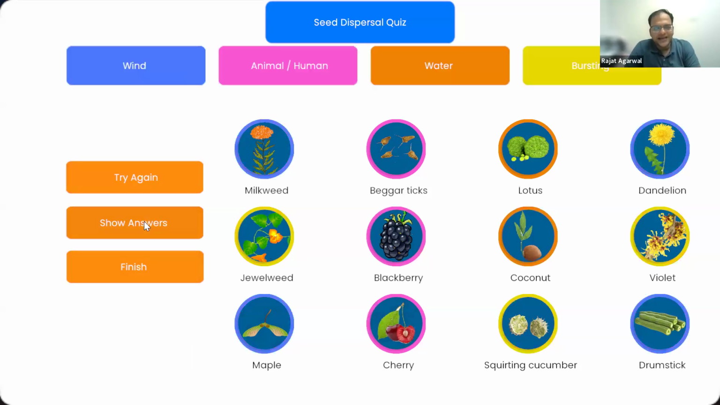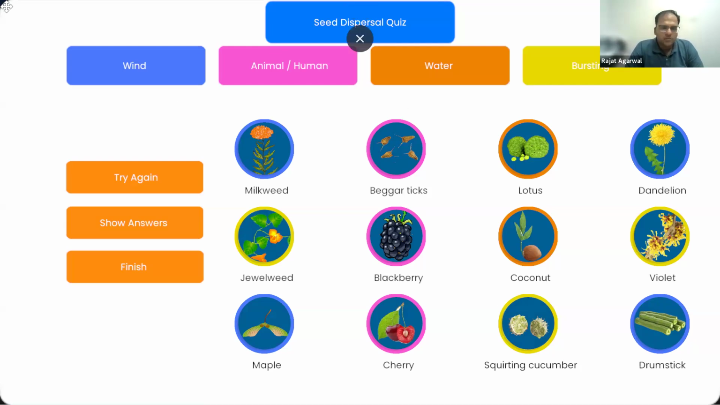So now it is showing us whatever is correct and whatever is wrong, right? It can also show us the answers. So which ones are dispersed by animals, and the ones dispersed by water, the ones with orange background, are coconut and lotus. Which ones are dispersed by bursting? Bursting is yellow, so these violets and the squirting cucumber, right? These, or jewel weed, happen because of squirting. So yeah, bursting, right? So this is how we can do a seed dispersal quiz in the form of a game here.